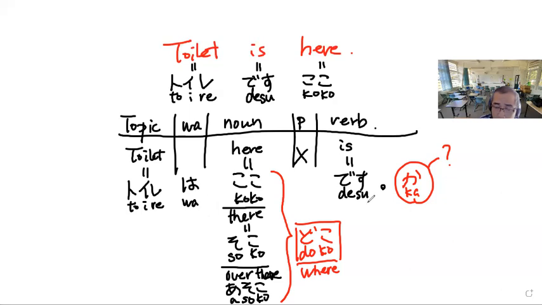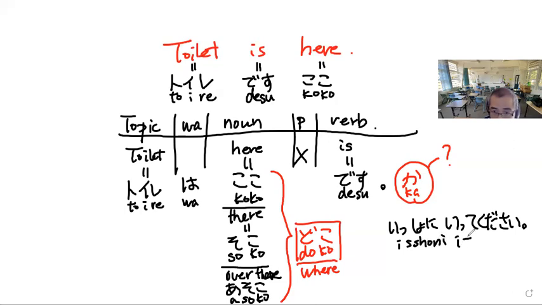But if you still don't understand what they're talking about, maybe you can learn a bit of useful expressions. Okay. For example, please go there with me. So you can say, 一緒に行ってください。Okay. 一緒に means together. 行ってください means please go. Please go together. Let's go together.